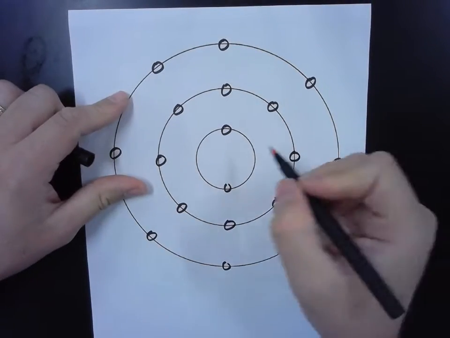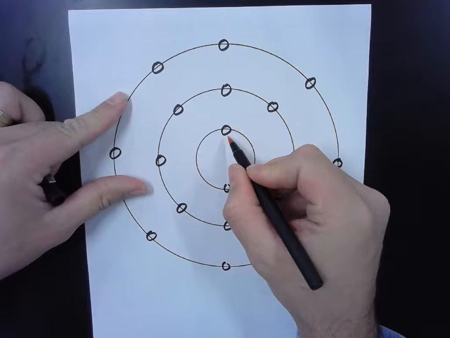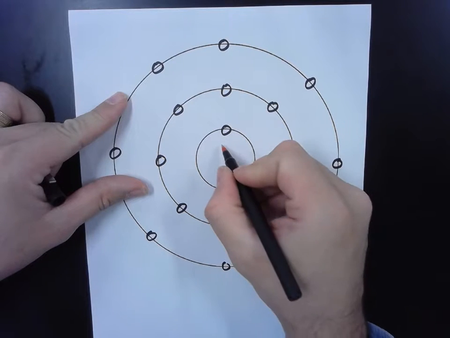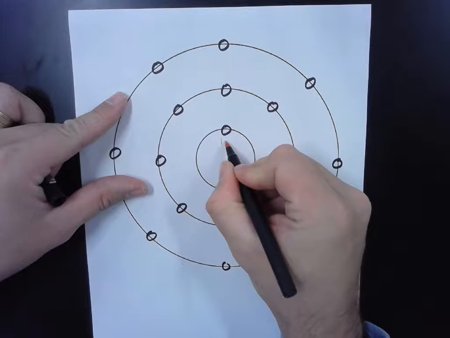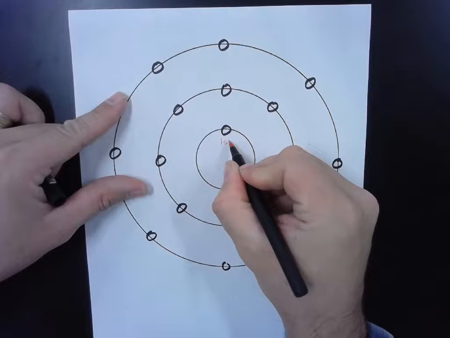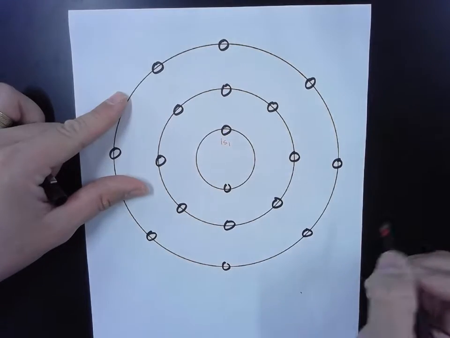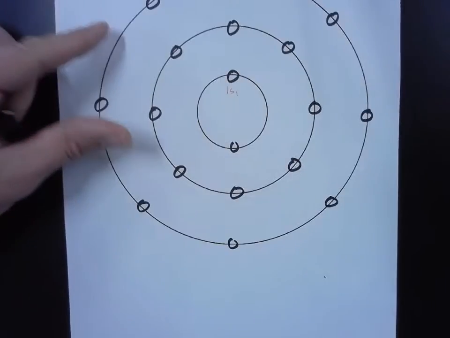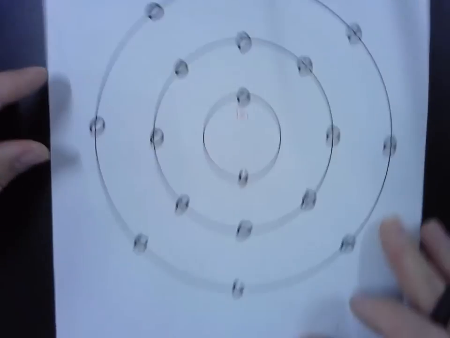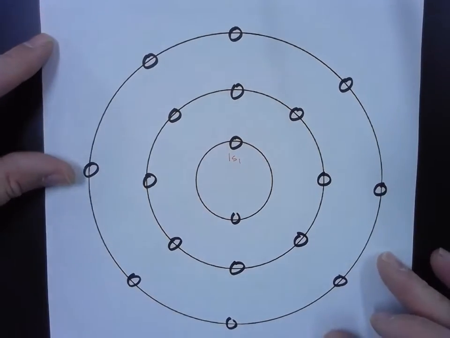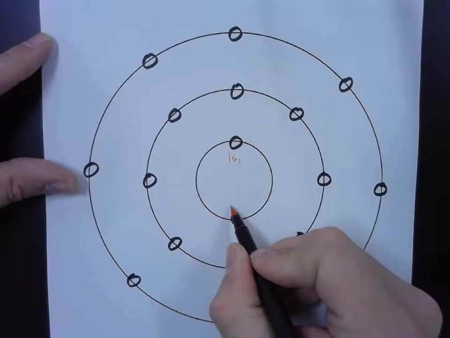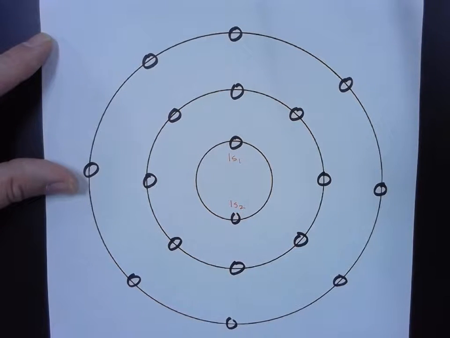And here's how this happens. Okay, we start with these first seats. This first seat is called 1S1. Try to zoom in a little bit so you can see it a little bit better. Okay, 1S1. Then this is 1S2, and we're done.